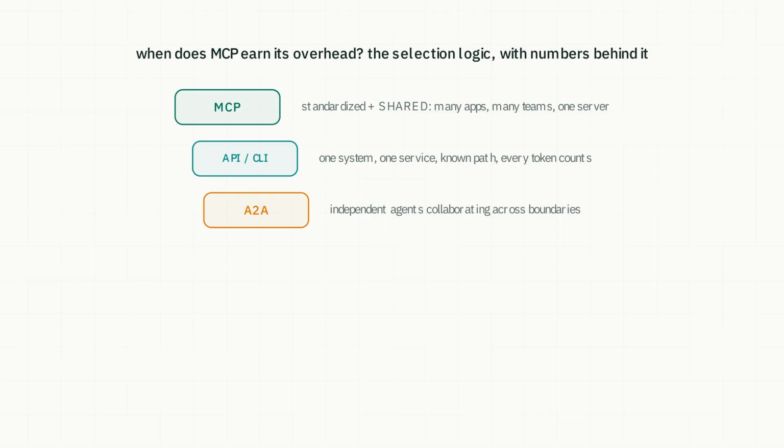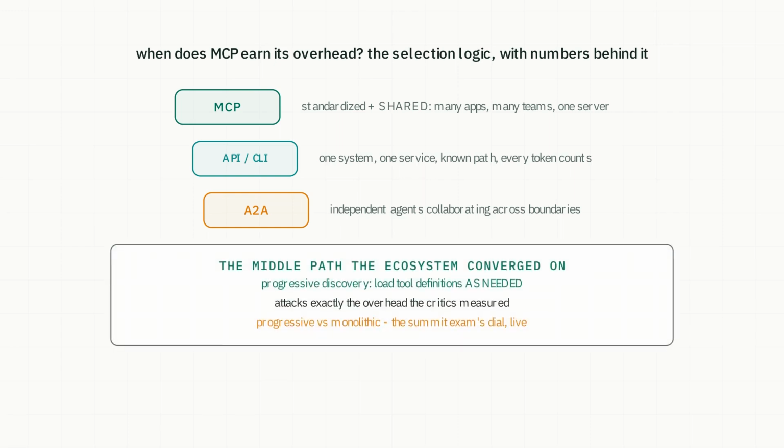And the emerging middle path the ecosystem converged on this year: progressive discovery, loading tool definitions as needed rather than front-loading entire catalogs, which attacks exactly the overhead the critics measured. The dial from the architect professional video, progressive versus monolithic context, is the live engineering debate of this protocol, and knowing which side of it your scenario sits on is the modern MCP skill.